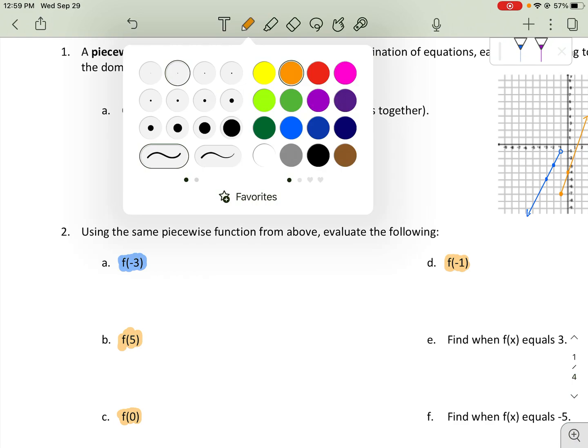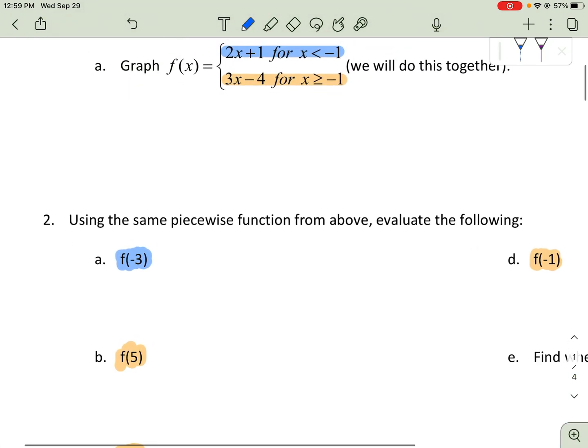Okay, so plug in -3 into the blue piece and you get 2 times -3 plus 1. I'm not actually going to show all this work. Well, maybe I will. All right, so it's 2 times negative 3 plus 1, which is negative 5. So f of -3 equals negative 5. That's what that tells us.